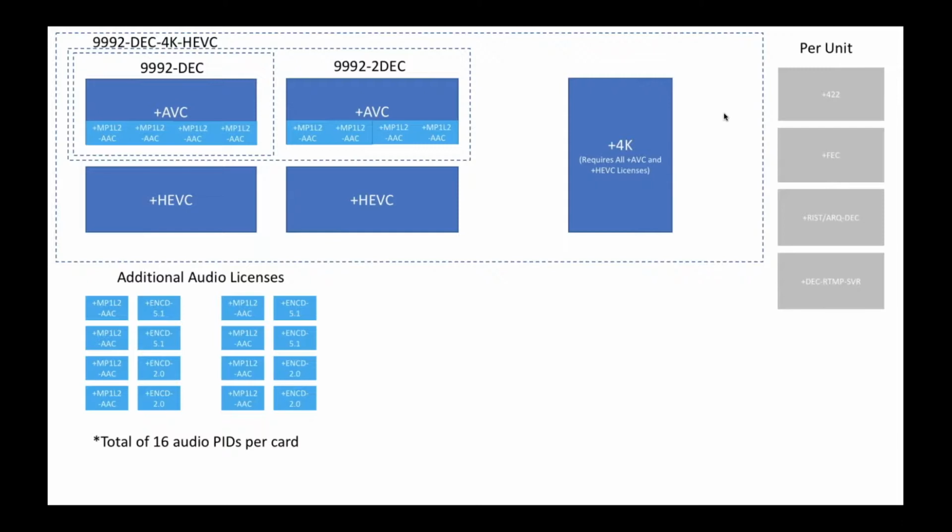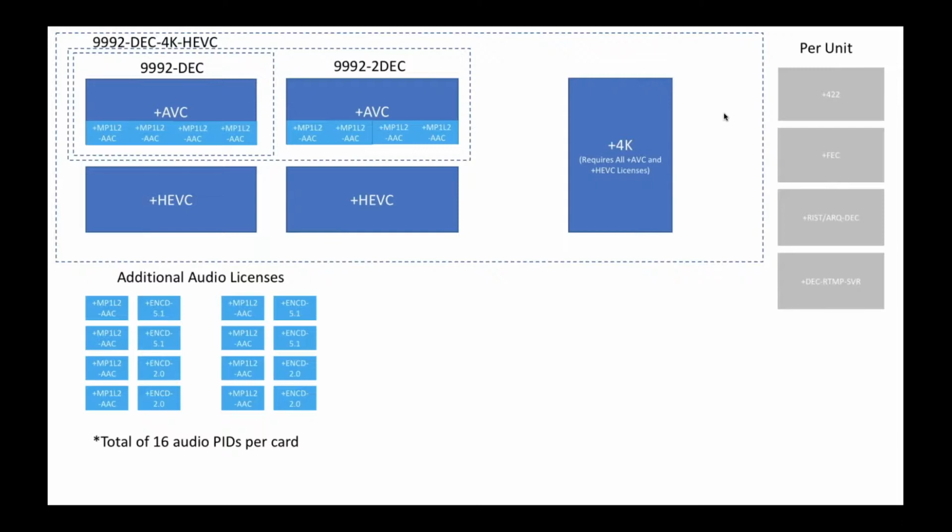Unlike the encoder, which comes with 2 audio pairs, the decoder will come with 4 audio pairs, so 8 channels of audio transport natively. And then you get another 8 channels. These are floating licenses that can be applied to either decoder when you get a second decode channel.